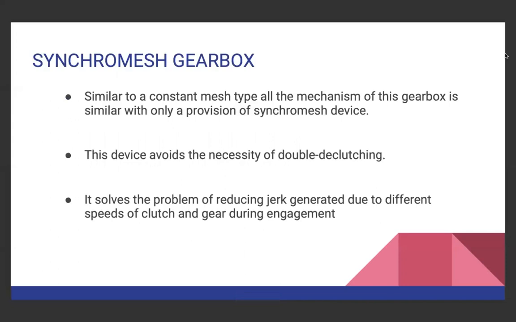Synchromesh gearbox. So the synchromesh gearbox is very similar to the constant mesh gearbox in that the mechanism and the schematic construction of the gearbox are very much similar, but the only difference is that we have an extra synchromesh device. A synchromesh device consists of two parts. First is the friction cone gear and second is the synchronizer, which also has a ring above it.